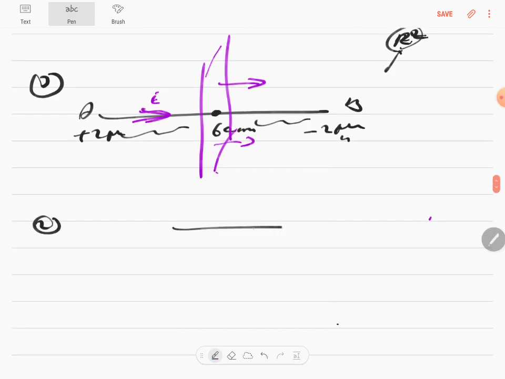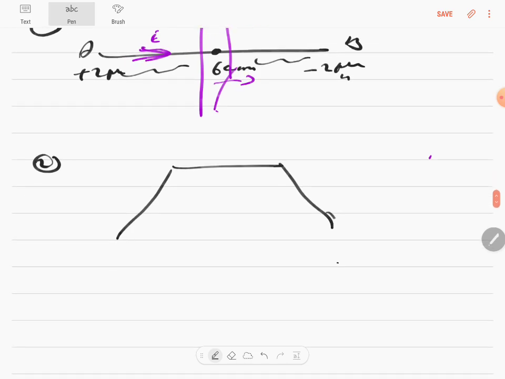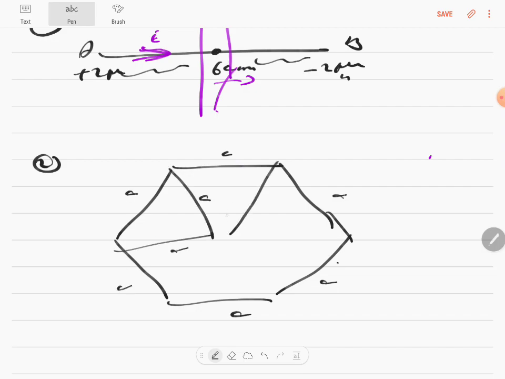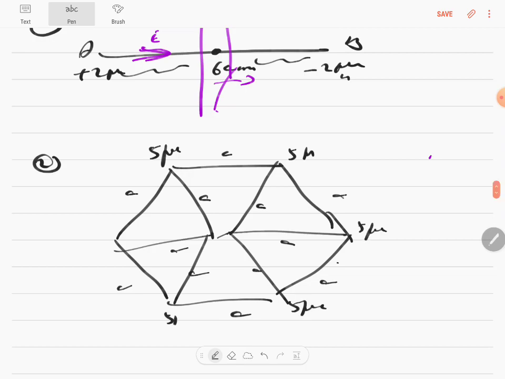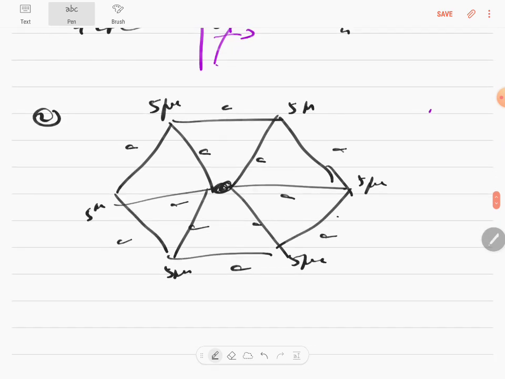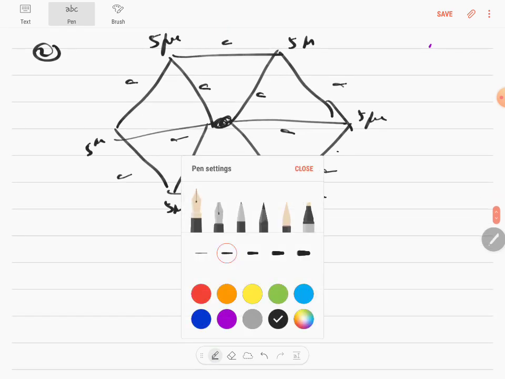You have a regular hexagon. What is the speciality of a regular hexagon? All sides are equal. If this side is A, then the lines connecting the vertices in a regular hexagon will also be just A. And you have 5 microcoulomb of charge placed at each vertex of the regular hexagon. The electric field inside will obviously be 0, but the question is not about the electric field, it's about the potential.